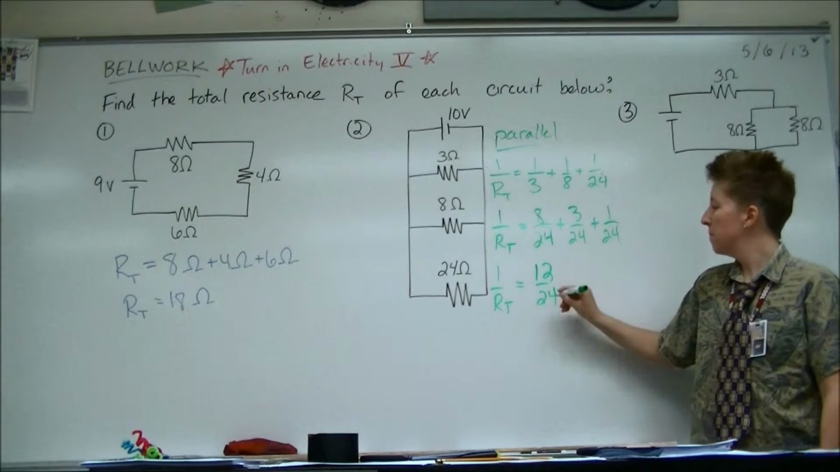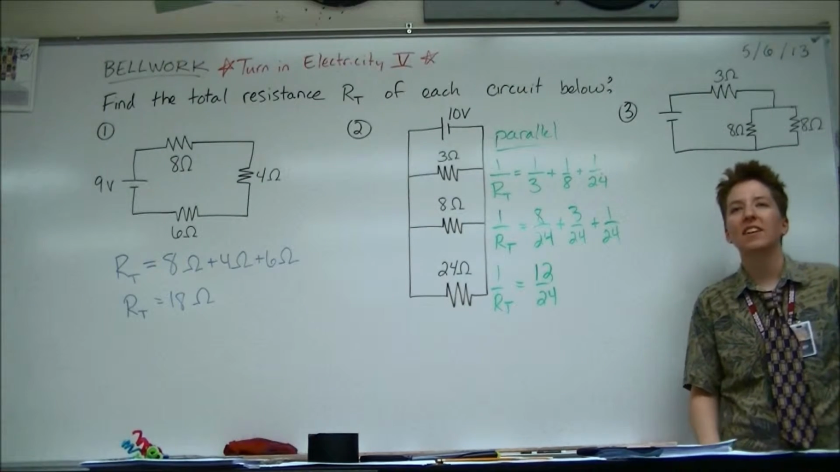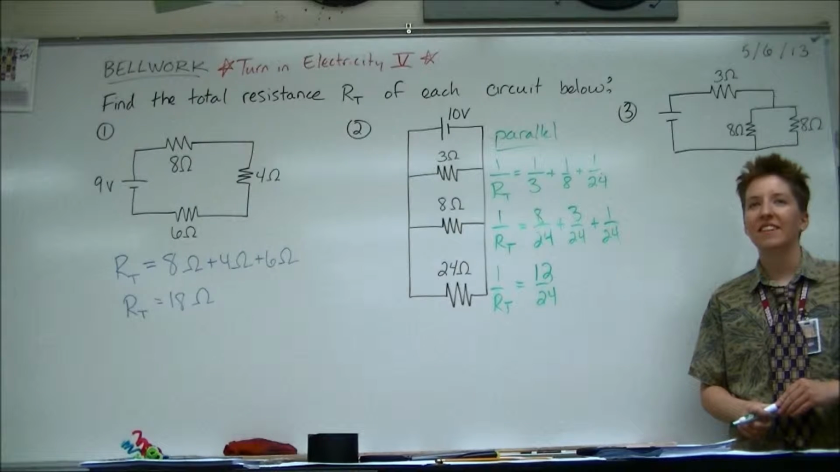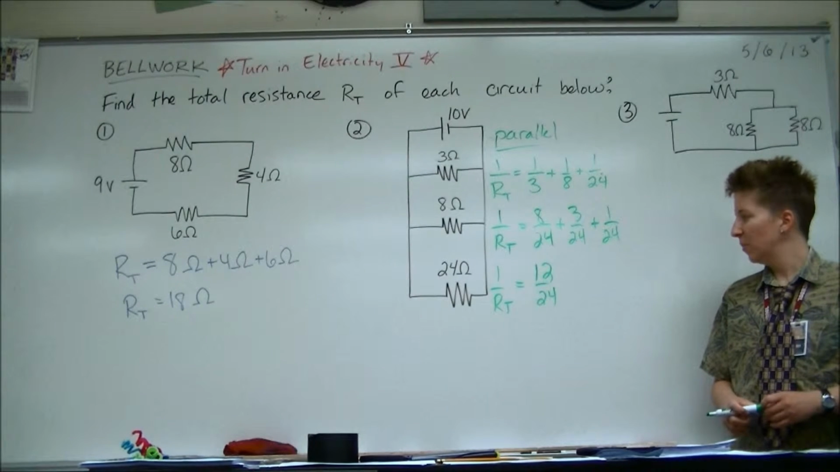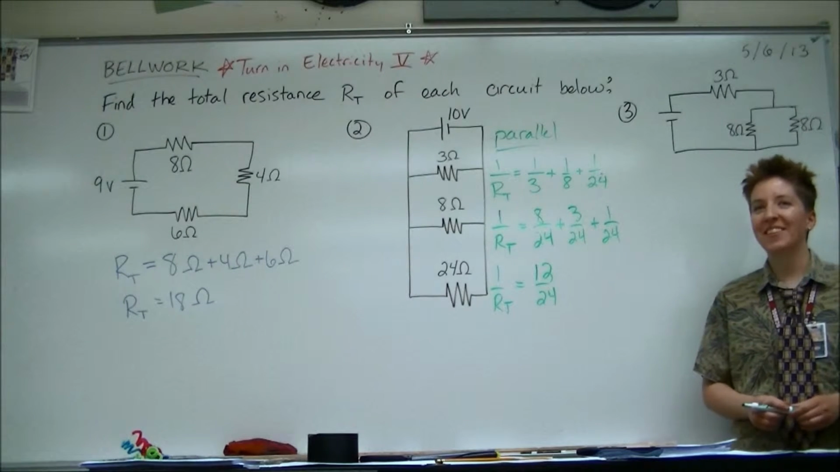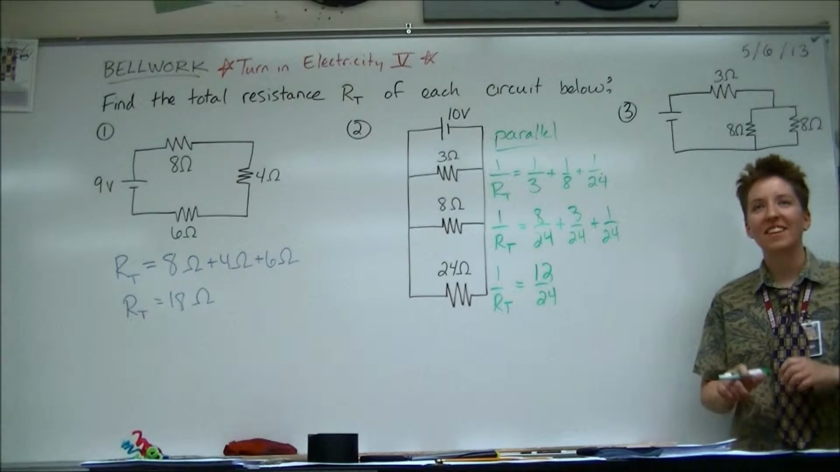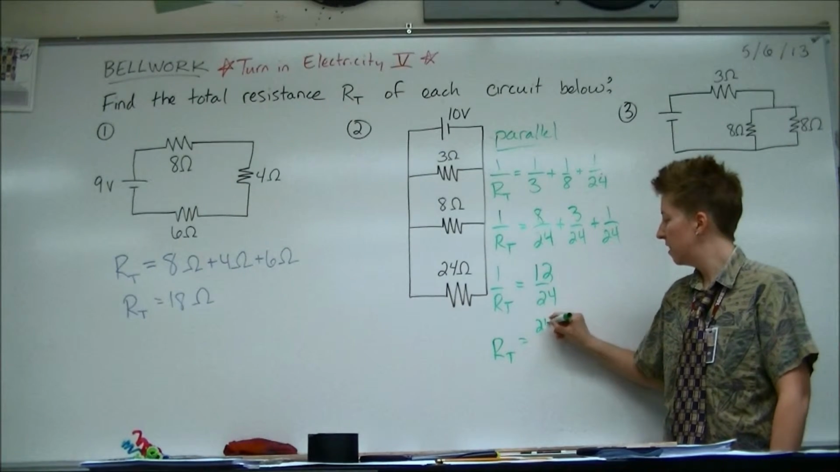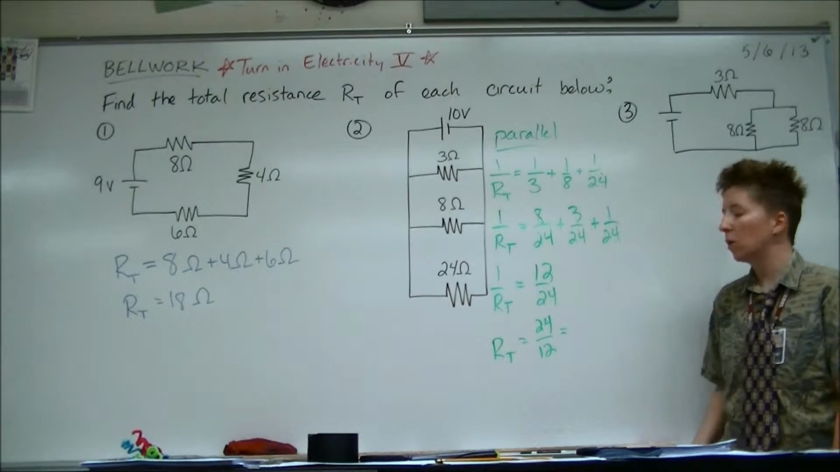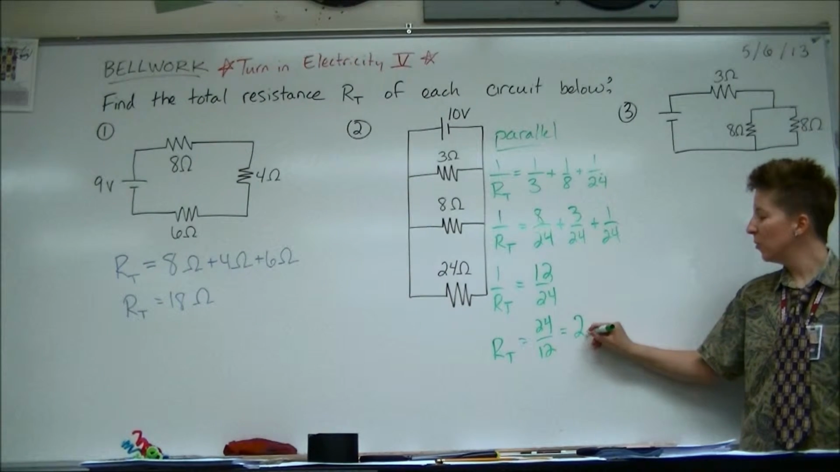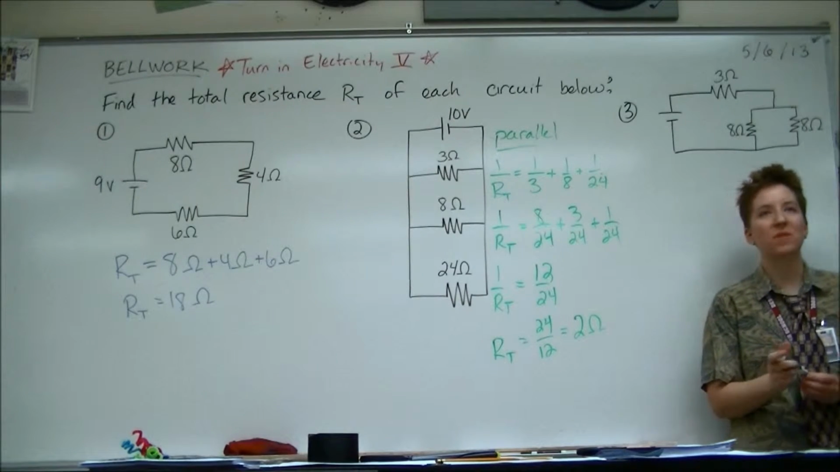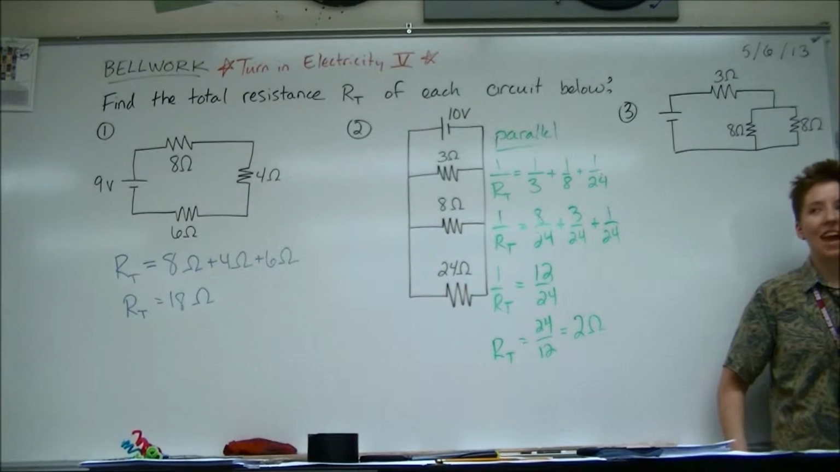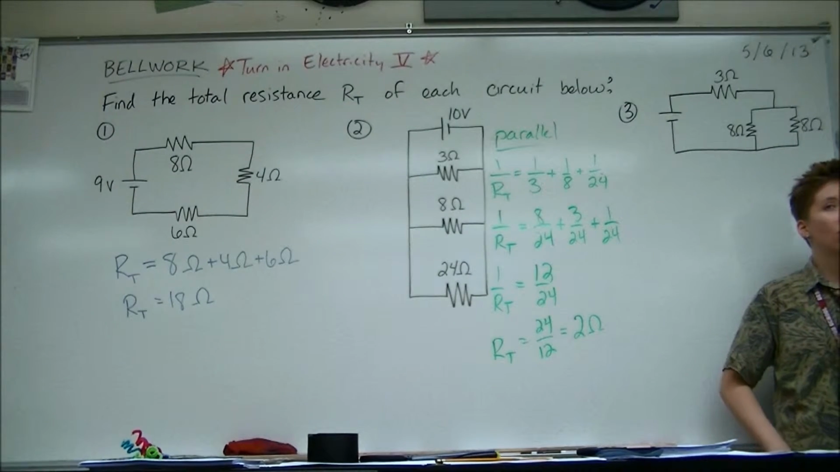All right. Are we done? No. What do we have to do? You've got to put the 11 24ths and trade it out with RT. No, flip them. You flip them. Or you can just do it easier and find the inverse. Let's just flip it. Yeah, that's what I did. Okay. And what do we get, everybody? 2 ohms. Any questions on number 2? Not really.